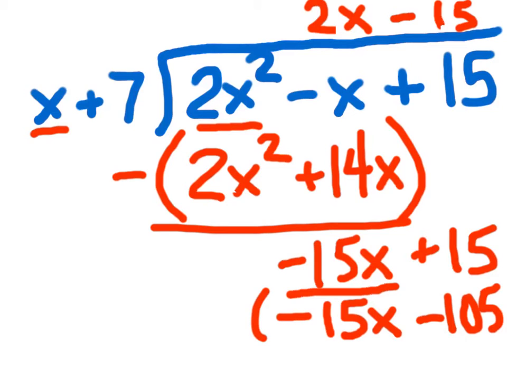Once again, subtract. Running out of room here. When we do that, the first terms cancel. We have 15 minus negative 105. Let me go to another slide here.